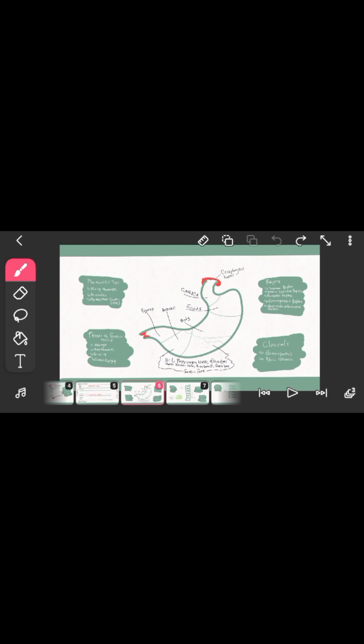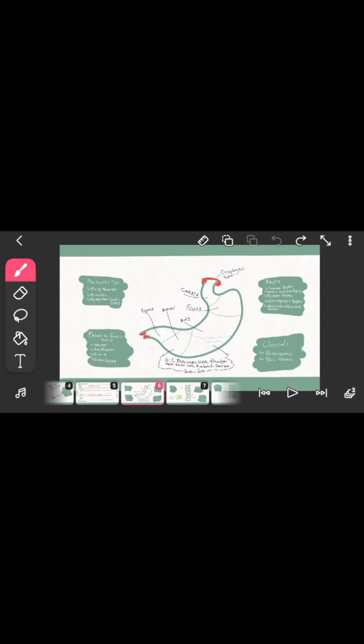The enterogastric reflex is between the small intestine and the stomach. So there is a period of time when there will be too much chyme going into the small intestine, and then there will be a stimulation or a signal sent to the stomach, which will increase the contraction of this pyloric sphincter, so as to reduce the amount of chyme going into the small intestine.